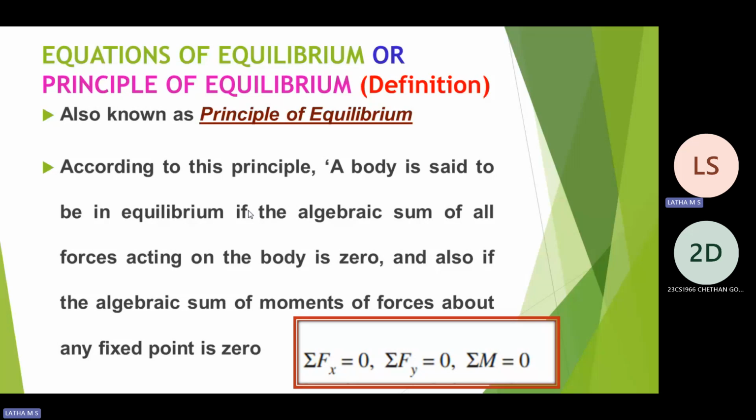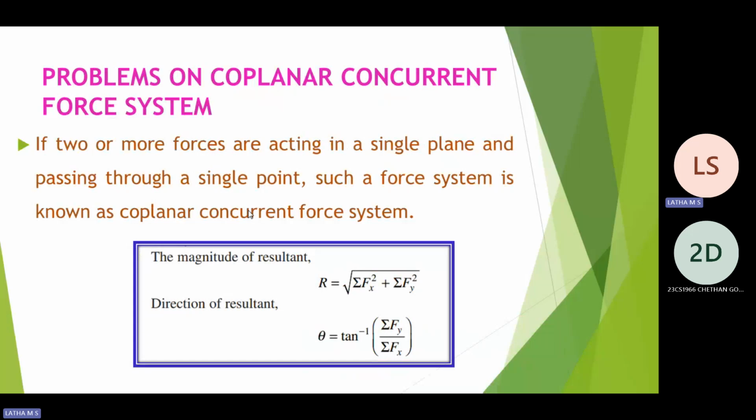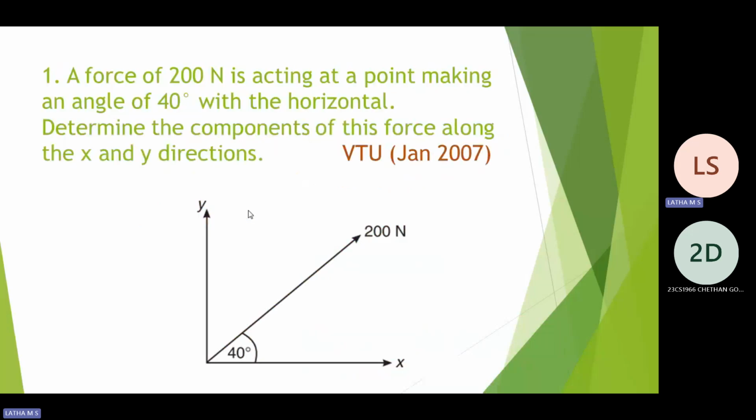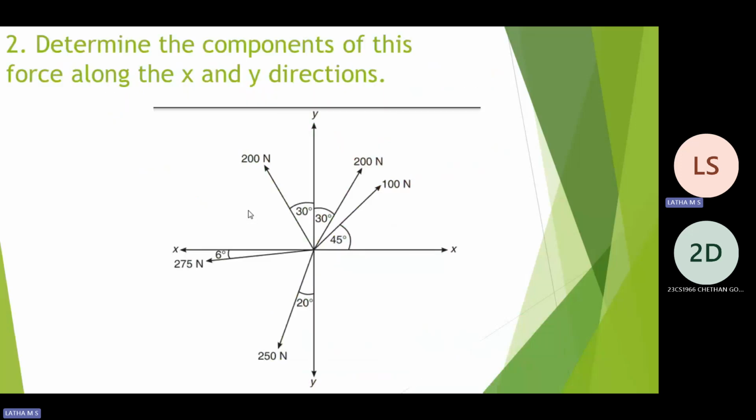Given by the condition sigma Fx is equal to 0, sigma Fy is equal to 0, and sigma M is equal to 0. Okay? This is a coplanar concurrent force system. The problem, has this been done? No? Yeah, take this problem.